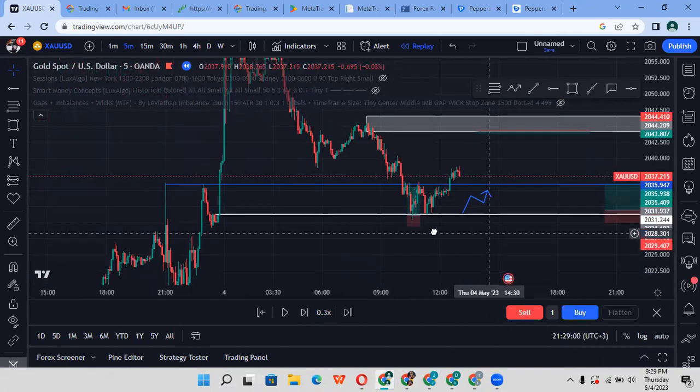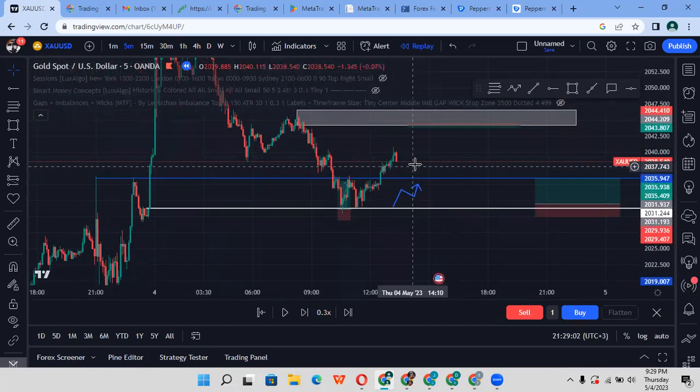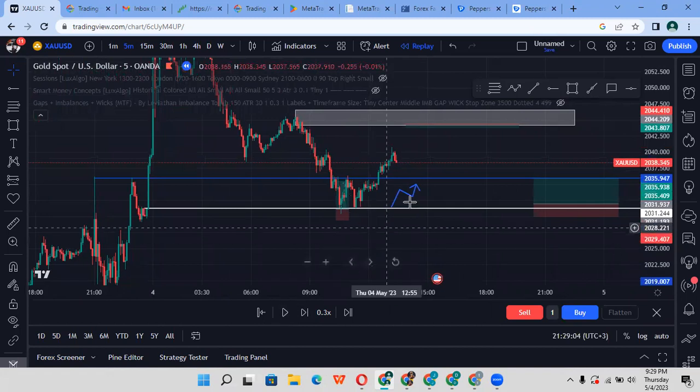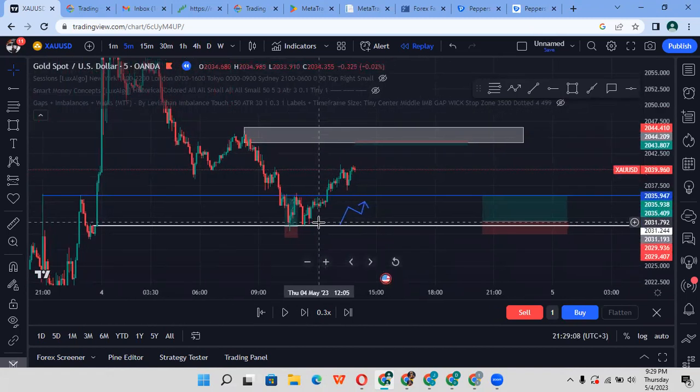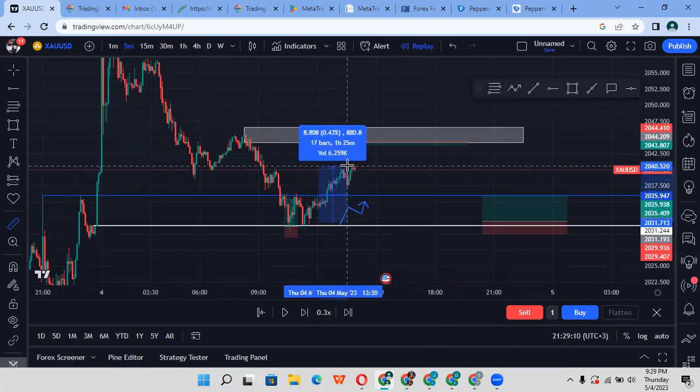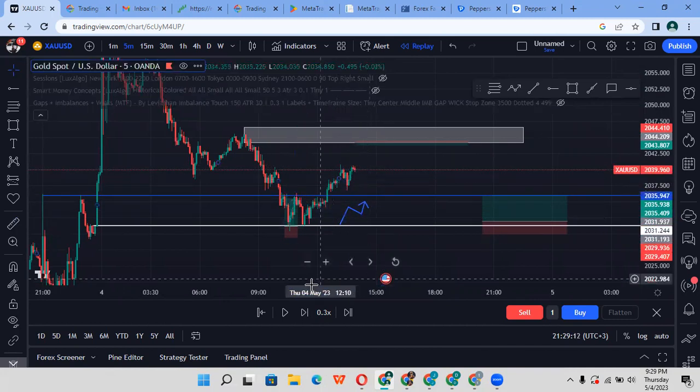You can see guys, price still got back into this level and gave us how many pips. Can you see how precise these levels are? Price still got back onto this level and gave us around 80 pips.